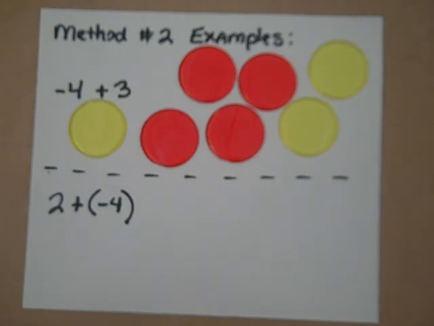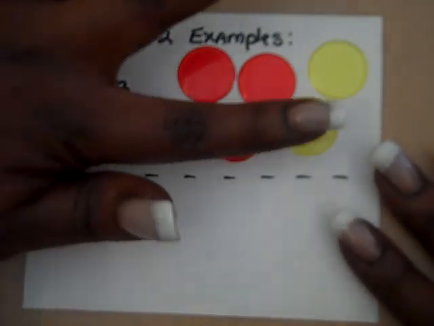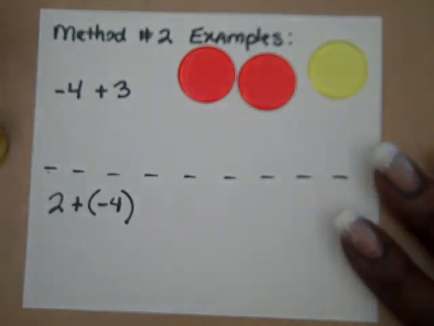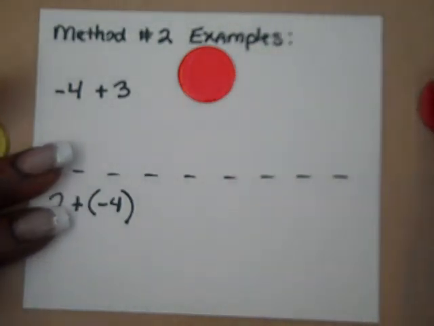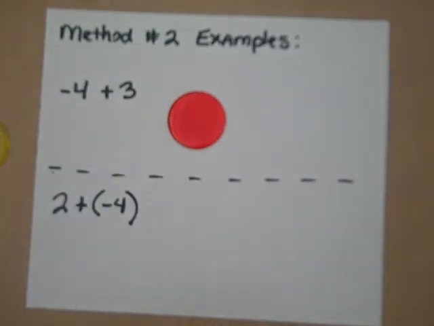Now I have my 4 negatives and my 3 positives. The second thing to remember is that a negative and a positive cancel each other out. So in other words, this yellow and red cancel out. This yellow and red cancel out, and this yellow and red could cancel out, therefore showing you again why the solution is -1.